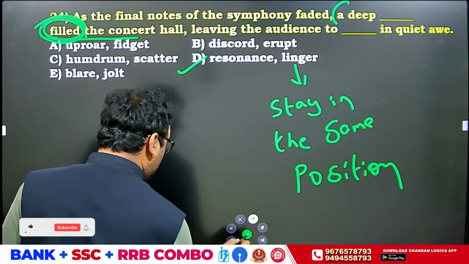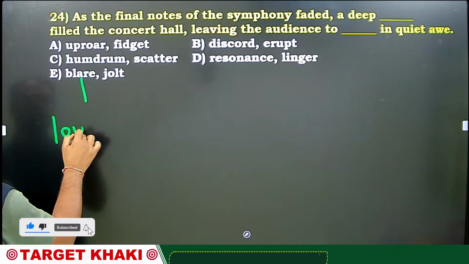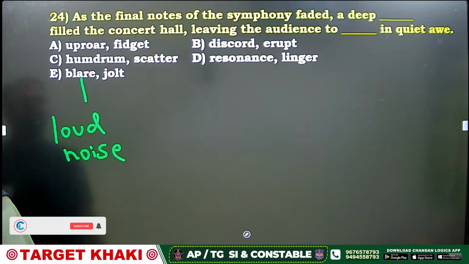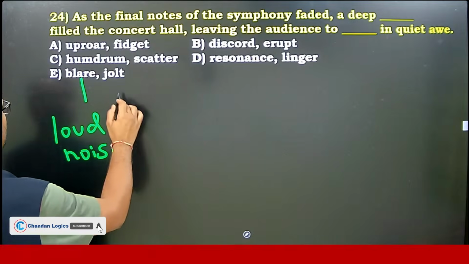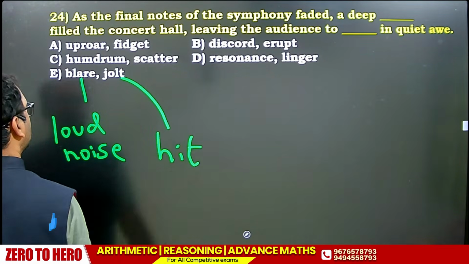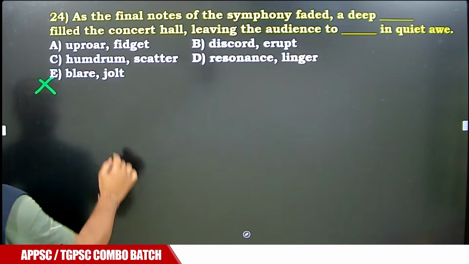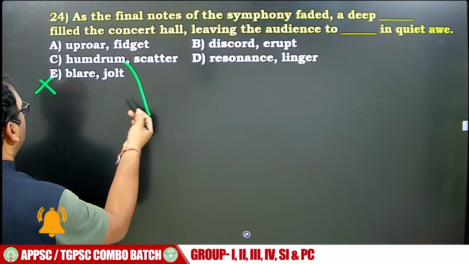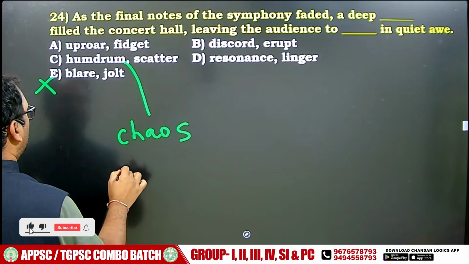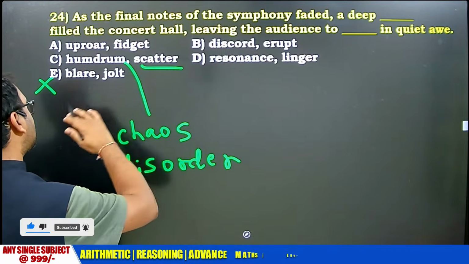Now let me also explain the other options. Blare means loud noise. And also you know what is the meaning of jolt? Jolt means some hit. Both are negative. Do you know humdrum? Humdrum means some kind of disorder, confusion. And scatter is also negative word.